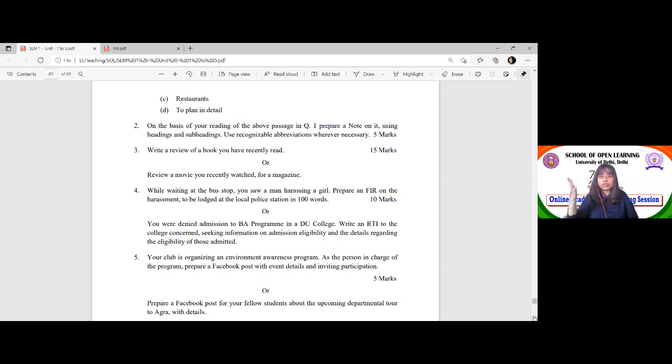Then look at the third question where you have to do either or. One is write a book review of a book you have recently read, or write a review of the movie that you have recently watched for a magazine. So you can do either the book review or the film review or the movie review.